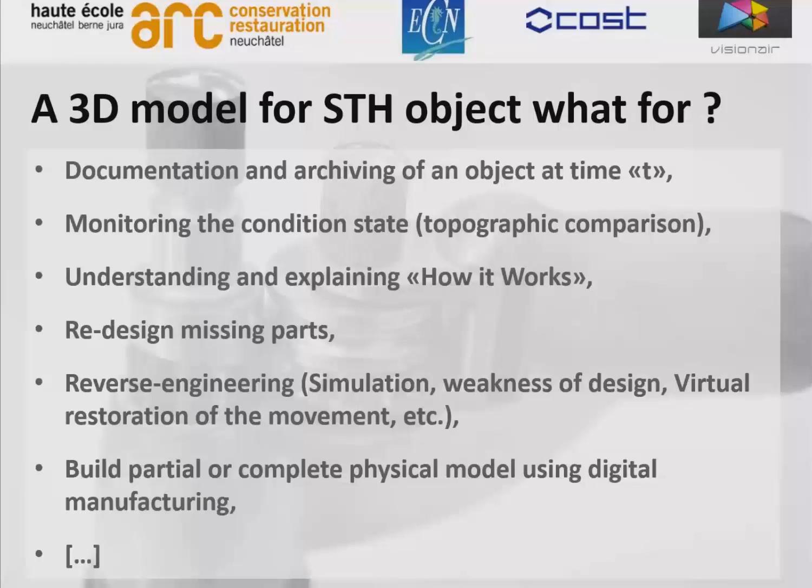You can also do reverse engineering to make some simulation with CAD software like Catia, and that helps us to know, for example, if your object is actually able to work and what risk you face if it works again. So if you have a clock, and you can scan it and do some reverse engineering, you can simulate the working condition again, and see if it's possible or not, and what the risk is. And if you have missing parts, you can build a physical model using digital manufacturing, for example, a 3D printer. We have also other examples, but it would take too long if I explain every idea we have.